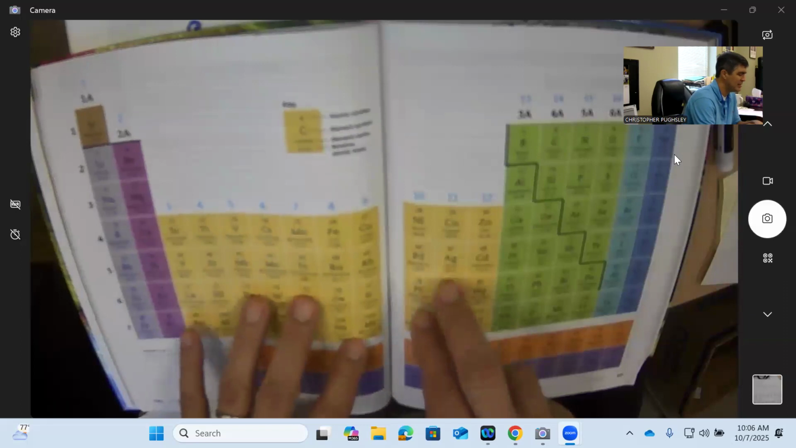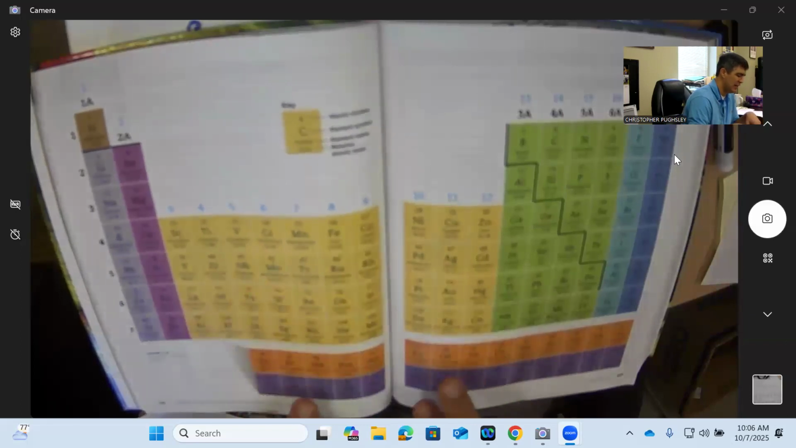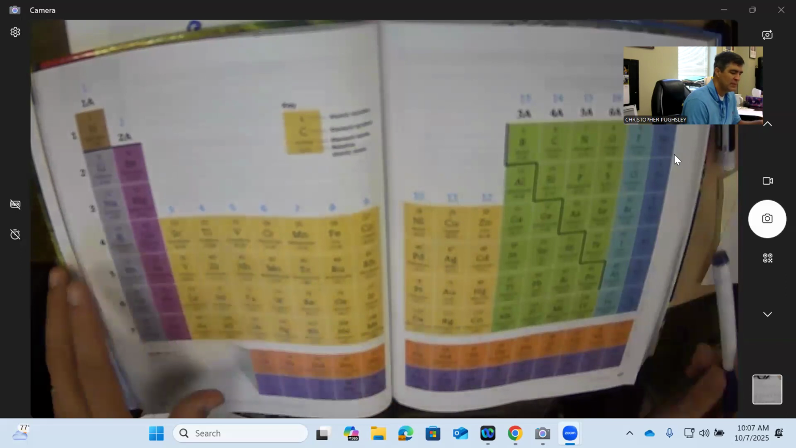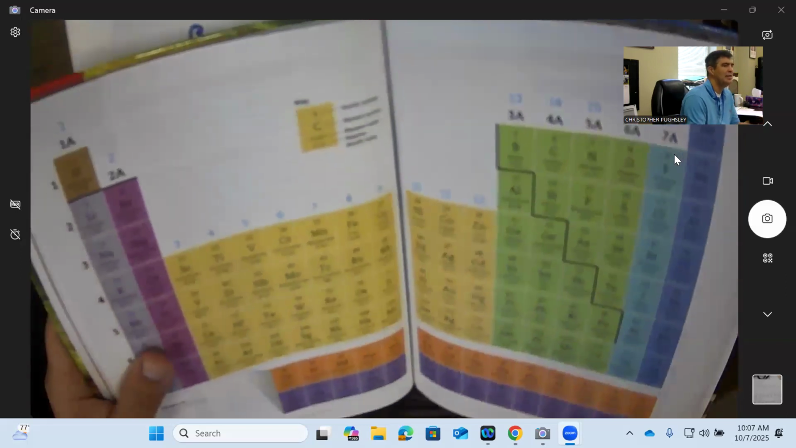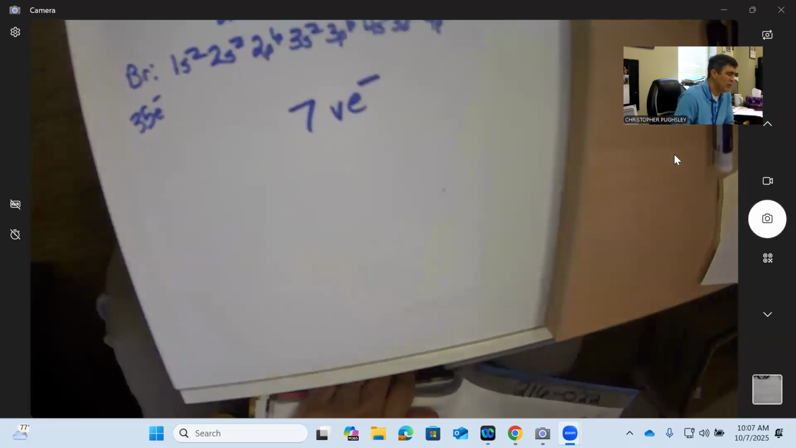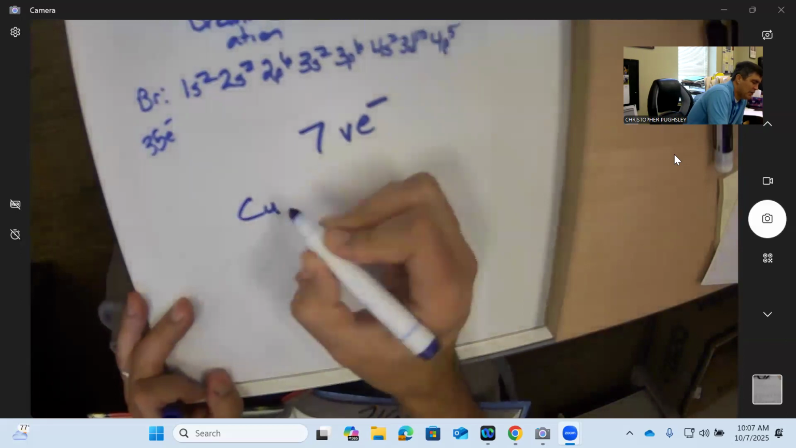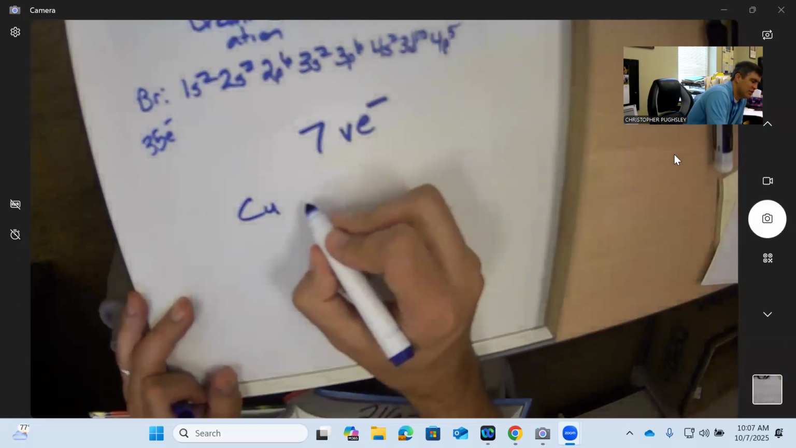But again, the D group elements or the transition metals and the lanthanide and actinide series, you wouldn't have to know those quite as, like, how many valence electrons. All right, now we're going to do another electron configuration. All right, and we're doing copper. Copper's electron configuration.